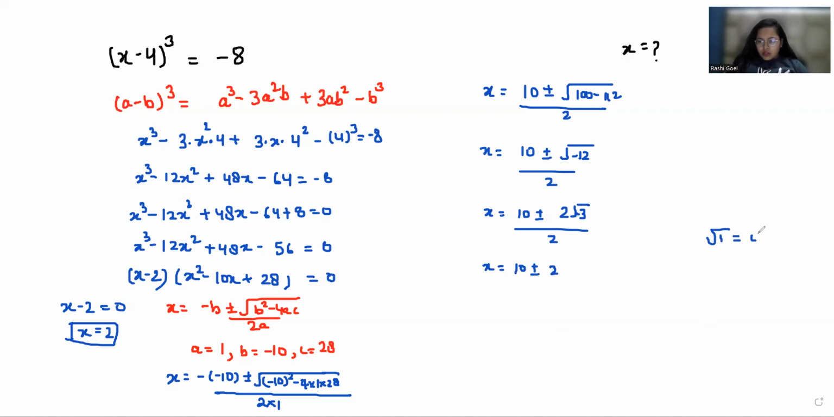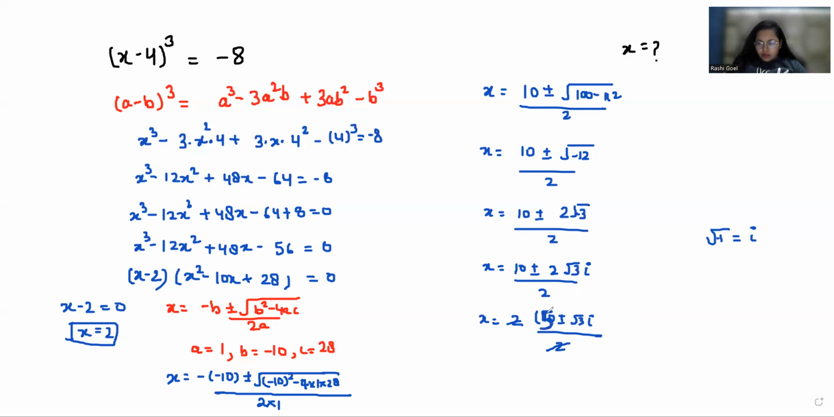So x is equal to 10 plus minus 2. Negative 1 is equal to iota. So we can write this as root 3 iota by 2. If I take 2 as common from the numerator, it becomes 10 plus minus root 3 iota by 2. We can cancel out this.